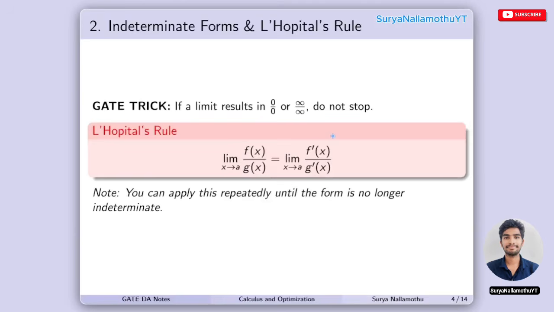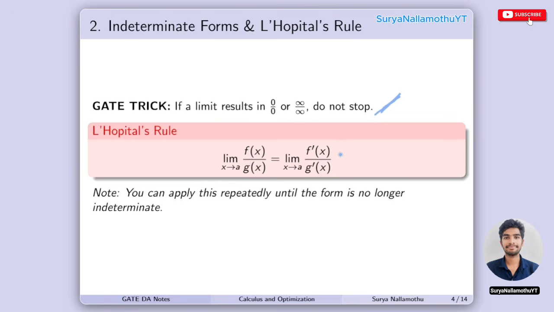So next, here we show intermediate forms and L'Hospital's rule. In the GATE exam, the L'Hospital rule is a very highlighted topic. The formula for the L'Hospital rule is limit of x tends to a of f of x by g of x is equal to limit of x tends to a of f dash of x by g dash of x. Many people get confused at this point.